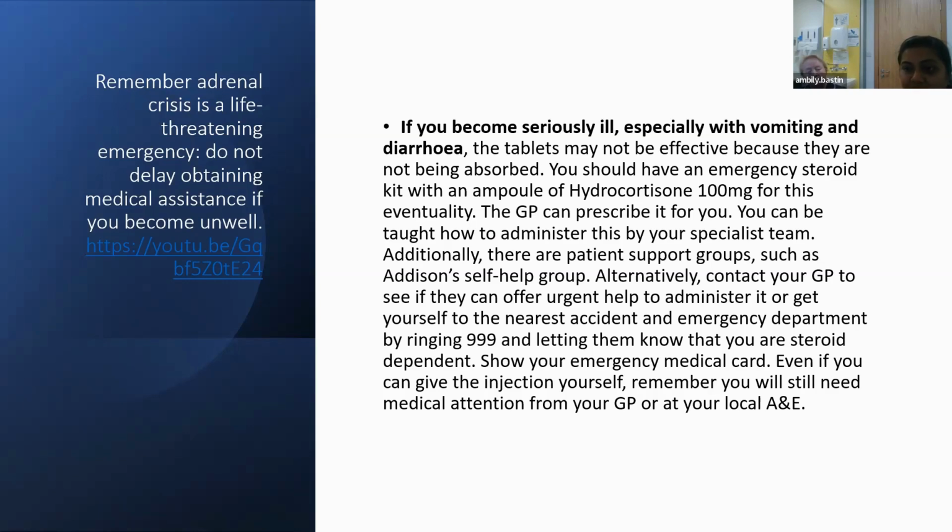If you have been advised to keep an emergency steroid injection at home, you can keep the injection at home, and you will be taught how to take the injection by the specialist team who is looking after you. If you have not been advised to do that, but you have any symptoms like diarrhea, vomiting, dizziness, or confusion, you will need to seek emergency medical help by ringing 999, and you need to let them know that you are on steroid replacement. Even after having the injection at home, you will still need to seek medical help, because you will need extra intravenous fluids in the nearest hospital.